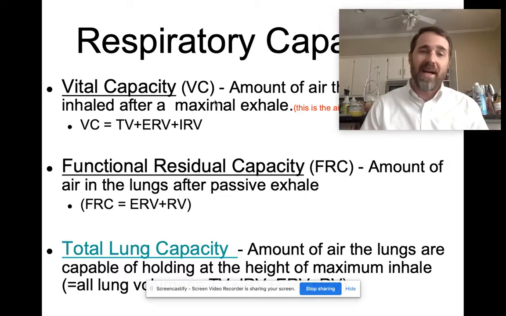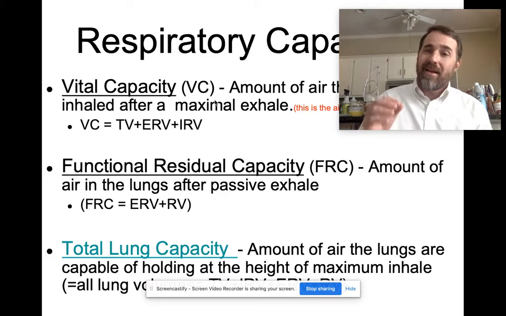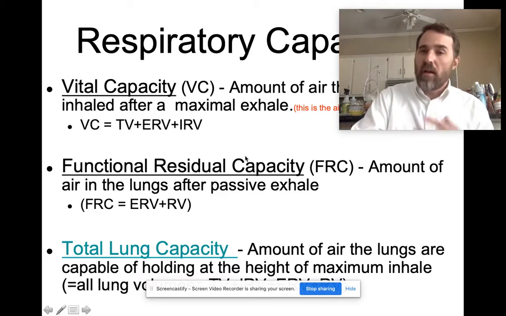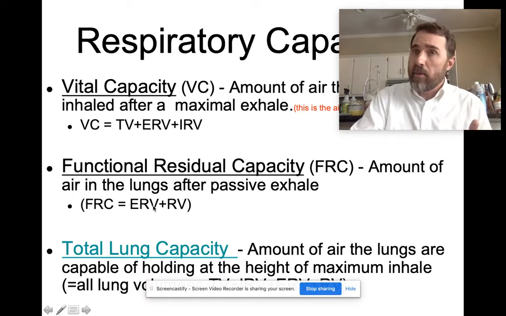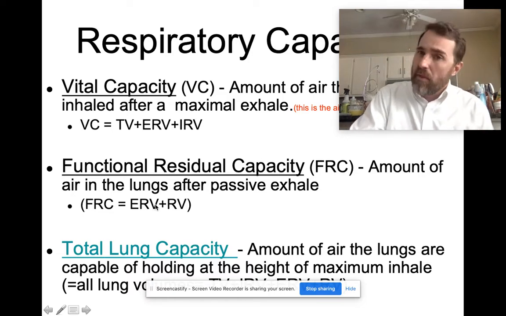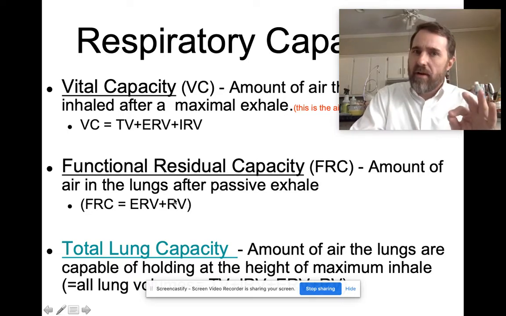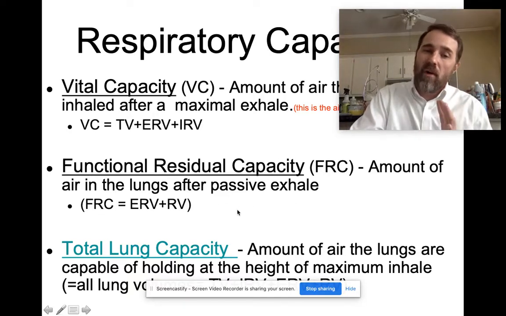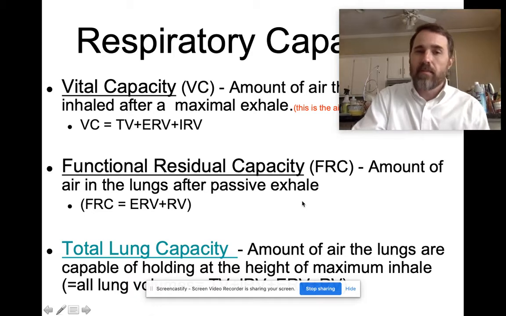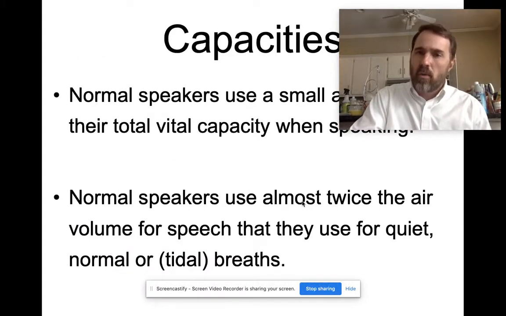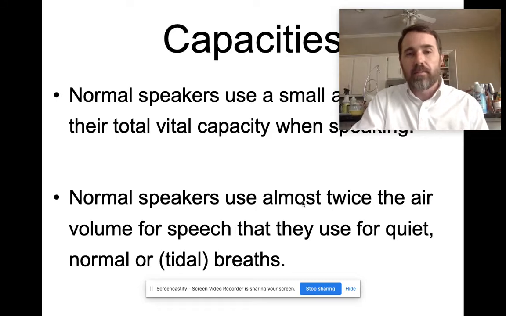Functional residual capacity is the amount of air that's left in the lungs after a passive exhale. So after passive expiration, you have a lot of air left in your lungs, which is your expiratory reserve volume. And below the expiratory reserve volume, you still have your residual volume. That amount of air is called your functional residual capacity. And we have already defined total lung capacity. So those are your volumes and capacities.